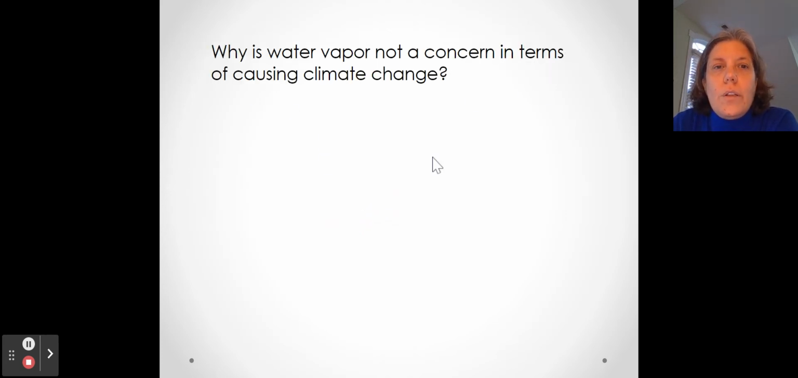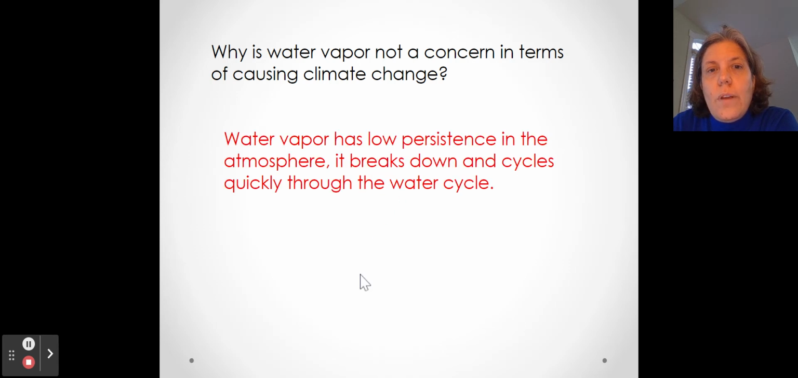Why is water vapor not a concern? Because water vapor has such low persistence in the atmosphere, it doesn't stay around very long. It just breaks down, cycles quickly through the water cycle, and goes away. So it doesn't really contribute to long-term change.